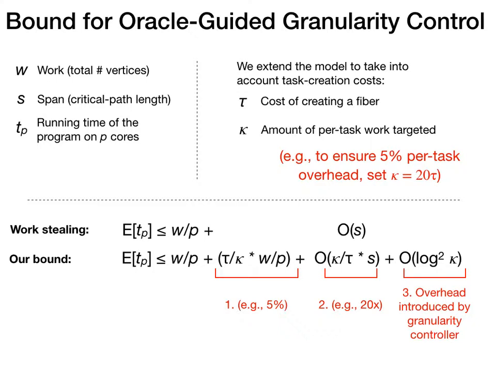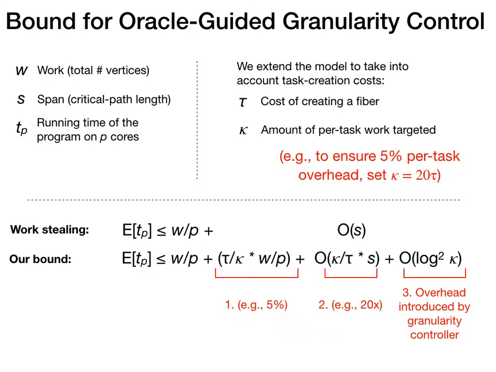Okay, now looking at our bound, which is at the bottom of the slide, there are three new terms relative to the original work-stealing bound. The first of these new terms is telling us that if we pick kappa to be a factor of 20 of tau, then we can expect to add about 5% overhead cost for the tasks in the worst case.